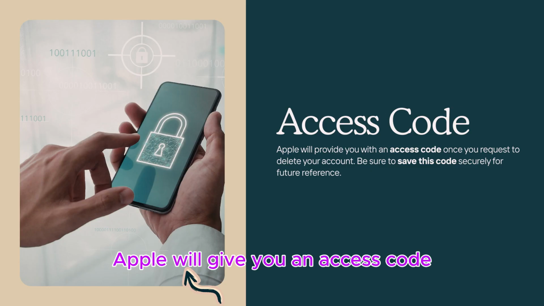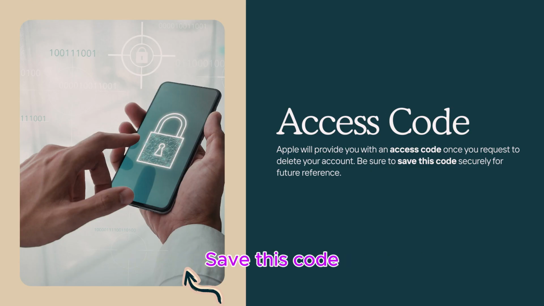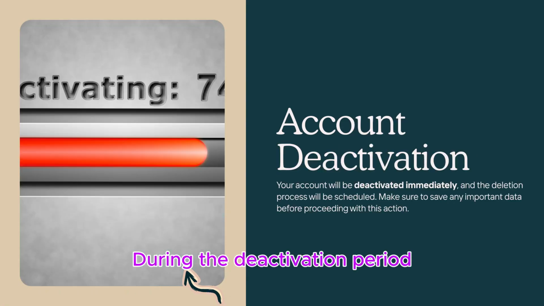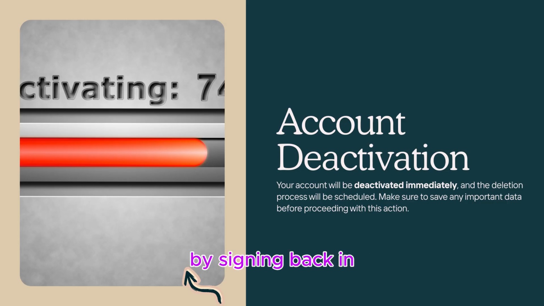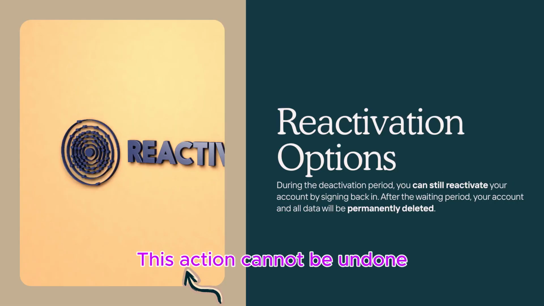Apple will give you an access code. Save this code. Your account will be deactivated immediately and scheduled for deletion. During the deactivation period, you can still reactivate by signing back in. After the waiting period, your account and all data are permanently deleted. This action cannot be undone.